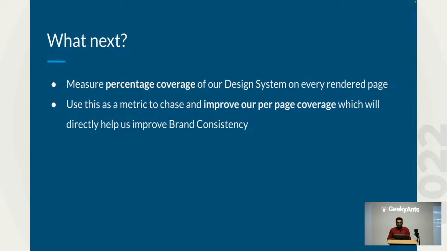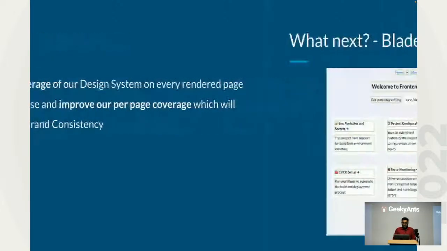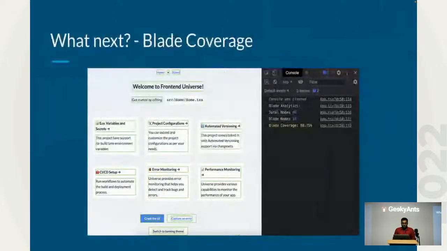I know this sounds a little complicated, but as an example, this is what we intend to do. So if you see this dummy page, all the green boxes are components from the design system. On the right side on the console, you can see the total DOM nodes. There are 48 DOM nodes on this page, out of which 33 are built with our design system, which means that Blade coverage is at 68%. So we are going to use this metric to chase next, and we'll keep increasing our Blade coverage on every single page, on every single route, on every product at Razorpay.